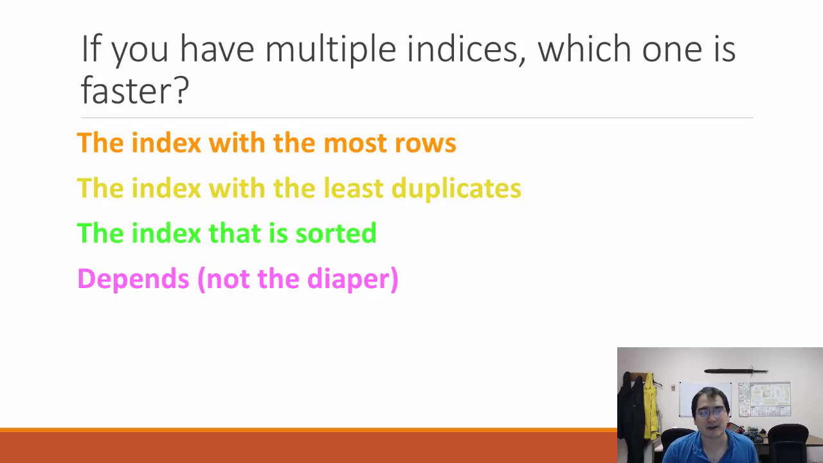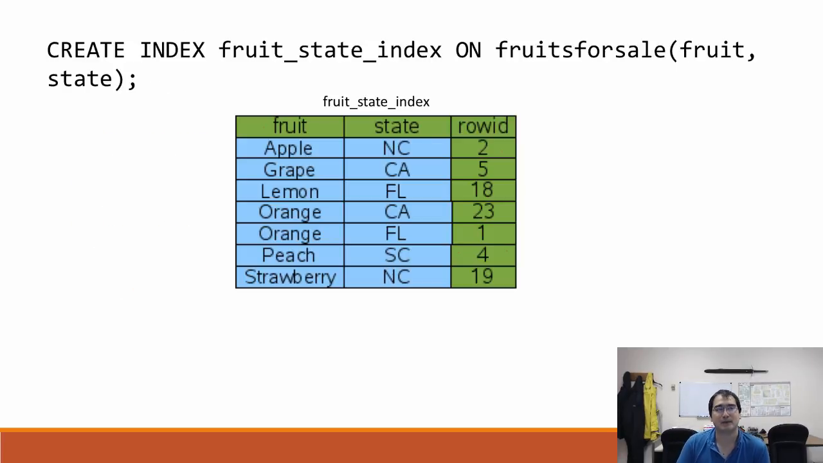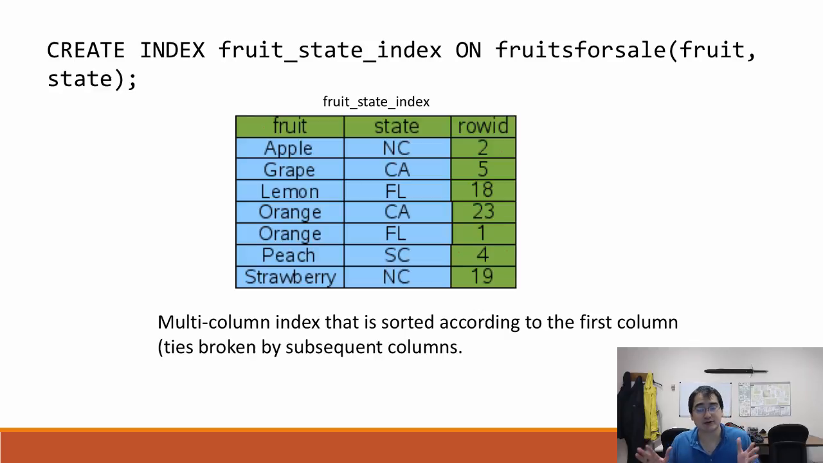Okay, with that, there's a better way than having to choose between the index on fruit or the index on states. Why don't we make an index that has both of them? So here I've made an index that has multiple columns. It has both the fruit column and the state column. And the way that this works is you sort according to the first column, so in this case, fruit, and then where there are ties, you break that according to subsequent columns, like the state column here.